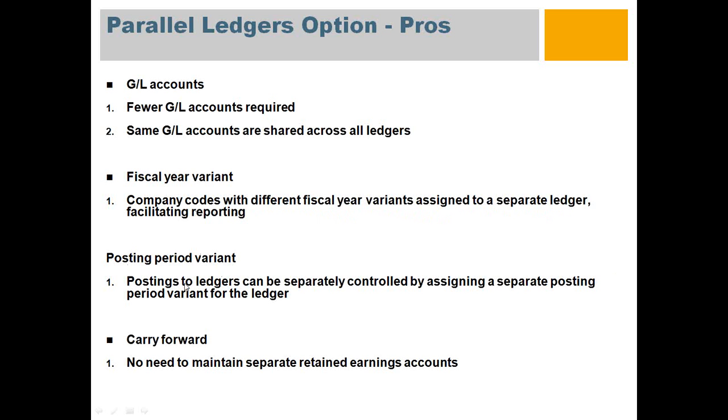And posting period variants: postings to a ledger can be separately controlled by assigning a separate posting period variant to the ledger. So you can individually control each ledger, and each can have a different posting period variant as well as a fiscal year. And you're going to have fewer GL accounts because of the leading ledger versus non-leading ledger concept. New GL is all about concepts. There is configuration, but it's very little. It's very conceptually enriched. If you understand the concepts, there is very little you have to do in terms of configuration.